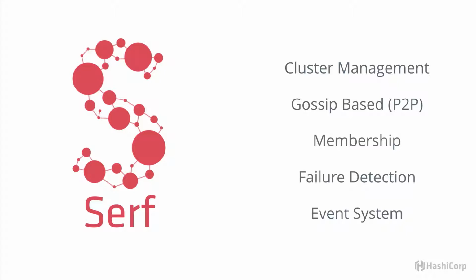And so what that means is it really gives us three different things. One is membership. Who is in my cluster? What's their IP? What data center are they in? One is failure detection. So great, I know these 500 nodes are in my cluster. Which of them is alive at the current moment? And an event system. How can I efficiently broadcast an update to all 500 members of the cluster in a reliable way?